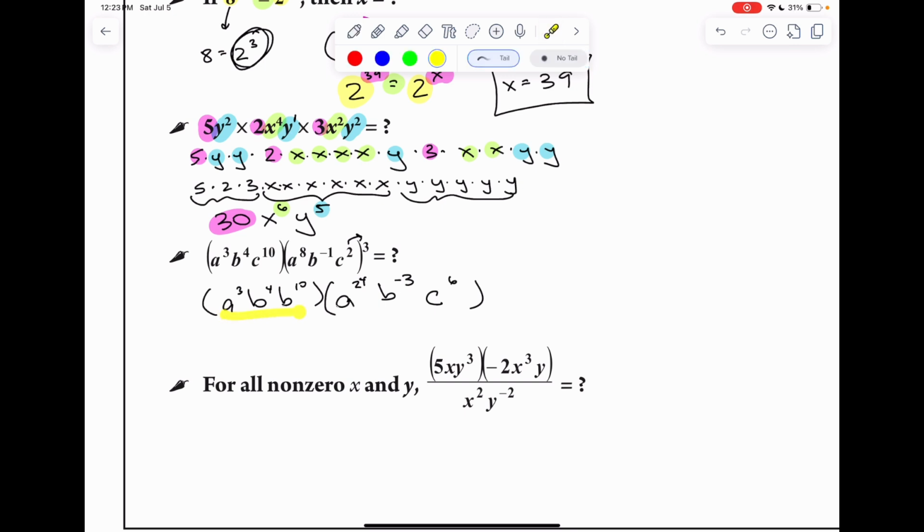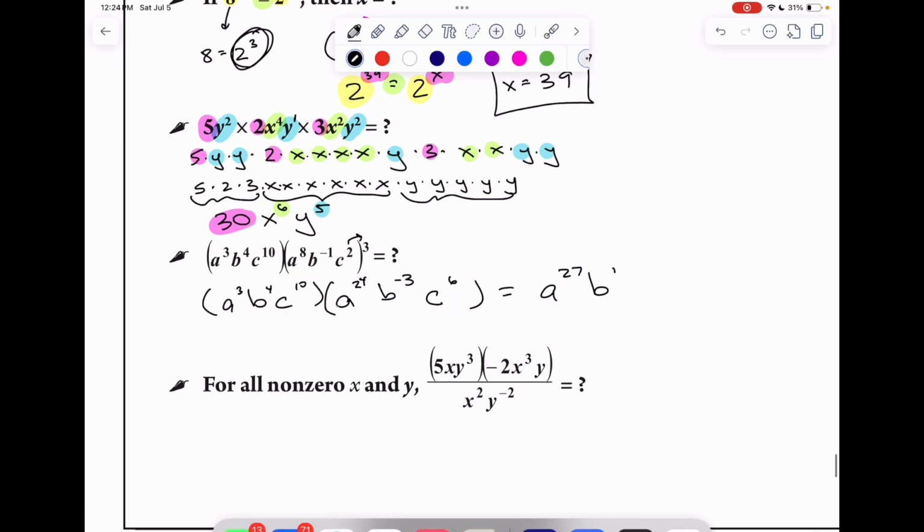Now, we're just multiplying our numbers together. These are all multiplied together. 3 a's multiplied together times 24 a's multiplied together. Well, that's 27 a's multiplied together times, we have 4 b's multiplied together times a negative 3 b's. Remember, when we multiply exponential numbers together that have the same base, we add the exponents. 4 plus negative 3, that's just 1. And then we have, oh, I made that a b, that should have been a c, I'm sorry about that. So we have c to the 10, 10 c's multiplied together times another 6 c's. Well, that's going to be c to the 16th, and they're all just multiplied together.